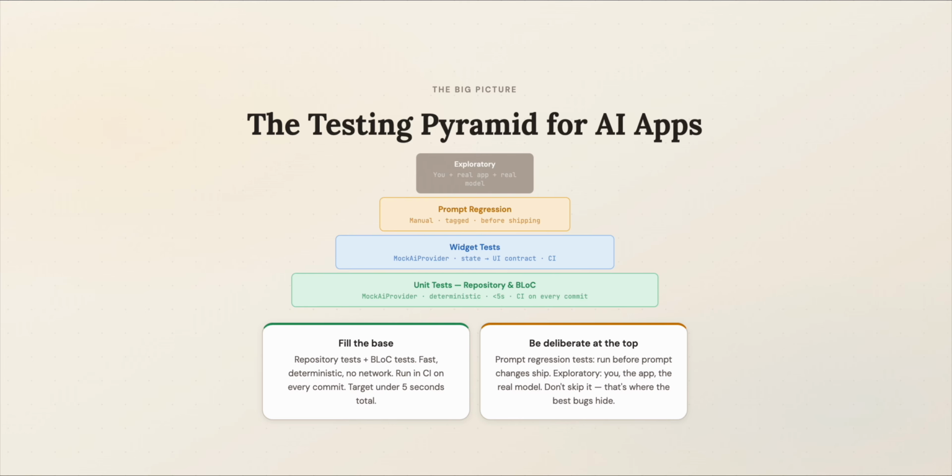Then in the middle, we have the widget tests, which mock the BLoC or the provider. Then you test the UI contract. Does the right widget appear in the right state? These are slower than unit tests, but still deterministic, so you can run them in CI.